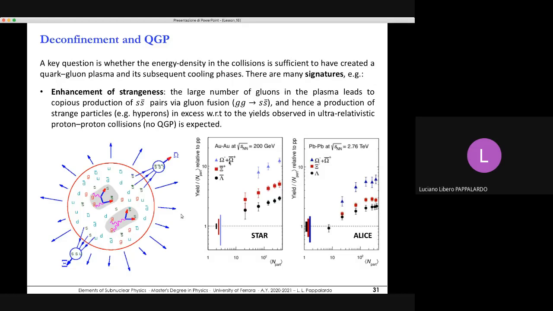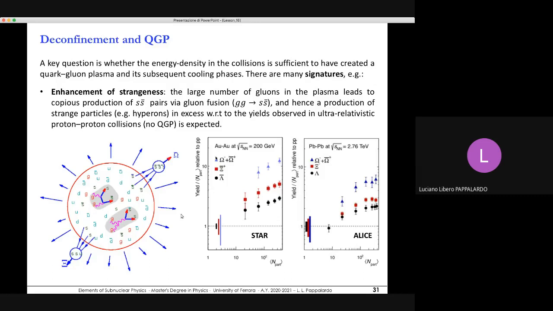And you see now the yields of strange baryons, so hyperons: the lambda, which contains 1 strange quark, the Xi, which contains 2 strange quarks, and the omega, which contains 3 strange quarks, as a function of the number of participants. So the average number of participants is essentially the average number of nucleons from the 2 colliding nuclei that take part in the collision. And the larger this number, the more central is the collision, and so the smaller is the impact parameter.